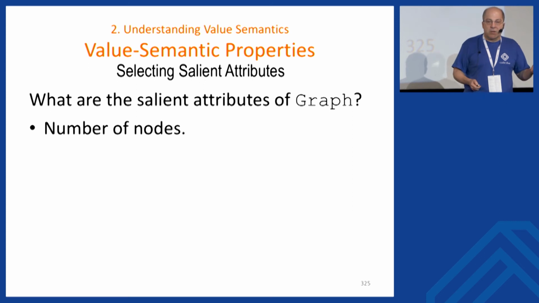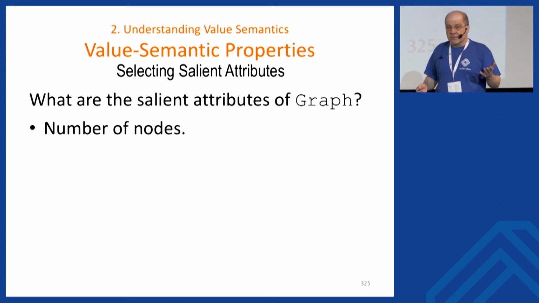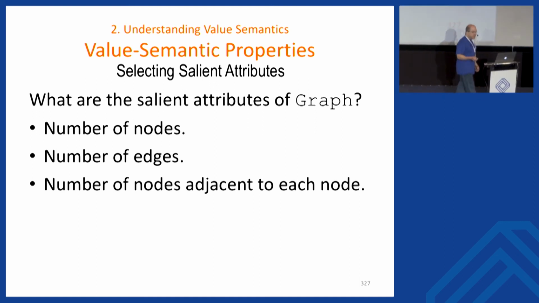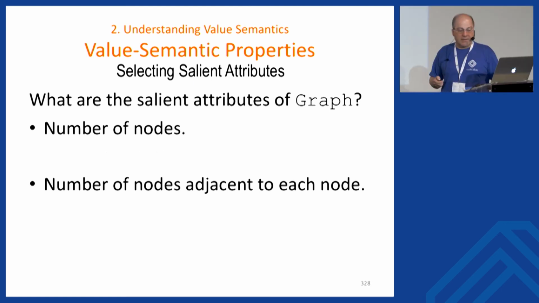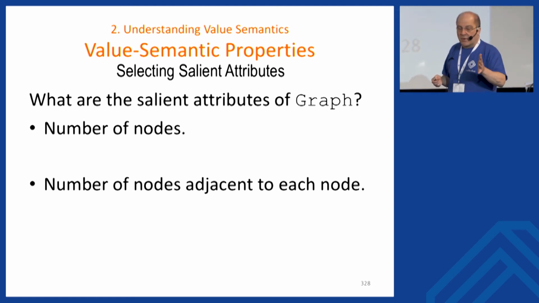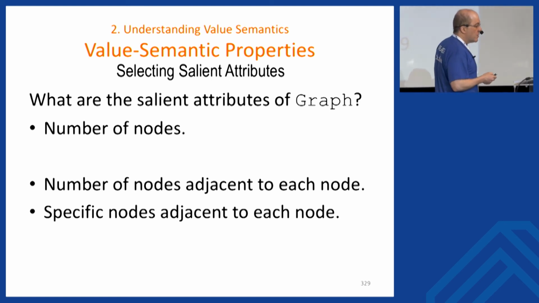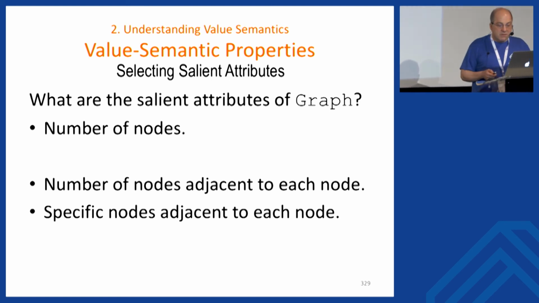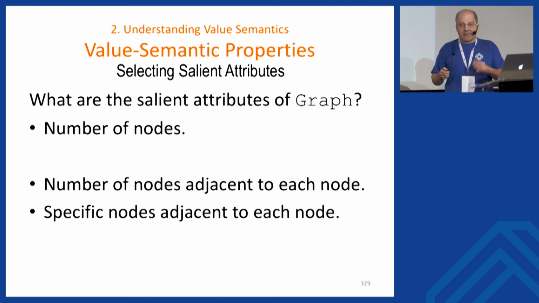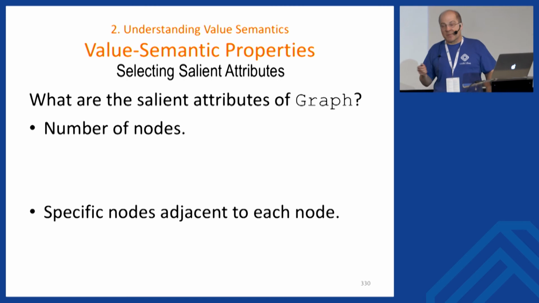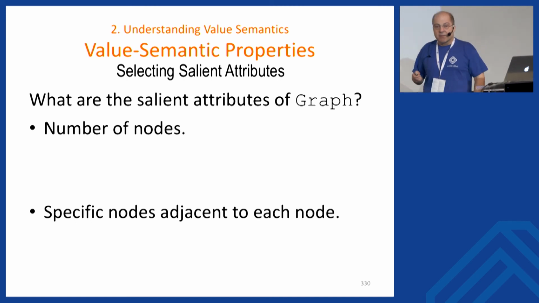Same number of nodes? Okay, good. Do they have to have the same number of edges? Same number of edges. How about number of nodes adjacent to each node? Okay, so that's true. Well, if that's true, then certainly I don't need number of edges because, per node, I have the same number of edges, right? That's good. What about specific node adjacent to each node? It's not just any old node, it's those specific nodes. Well, if they're the specific nodes, then I don't need the other one, right?